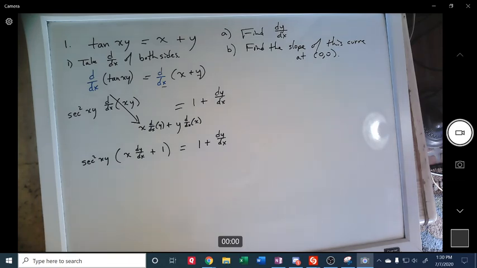Mr. Shankin, I have a question. So you put y times d over d, the derivative of x. Wouldn't that just be y? Because you'd be multiplying y times 1.